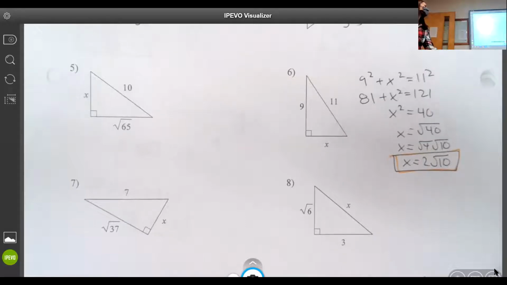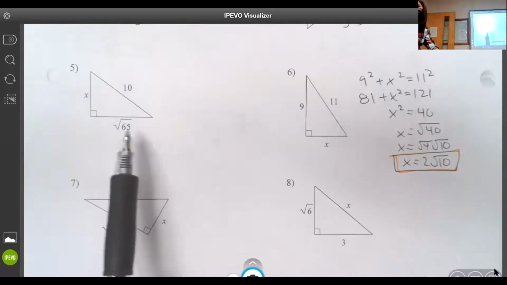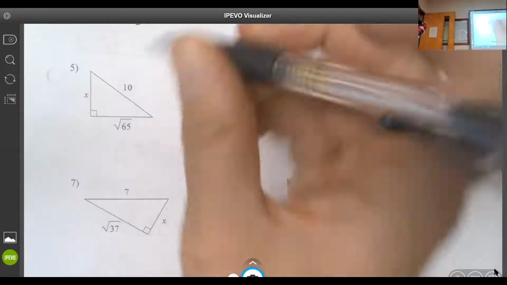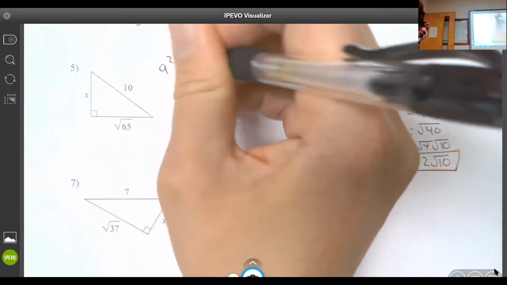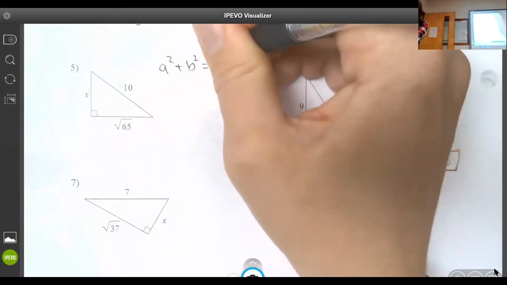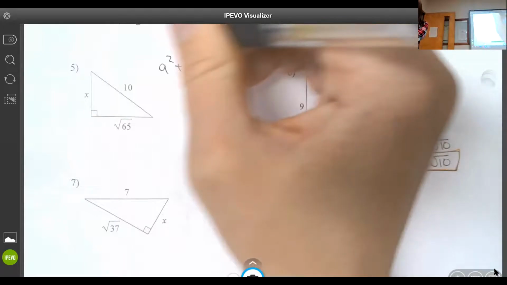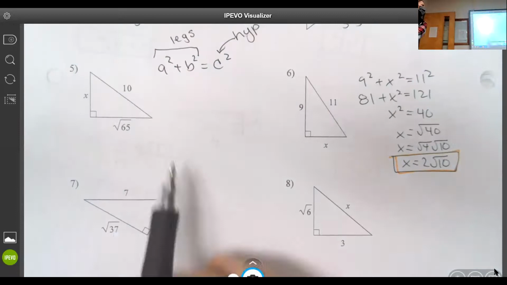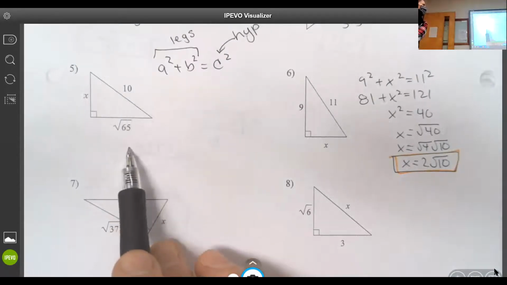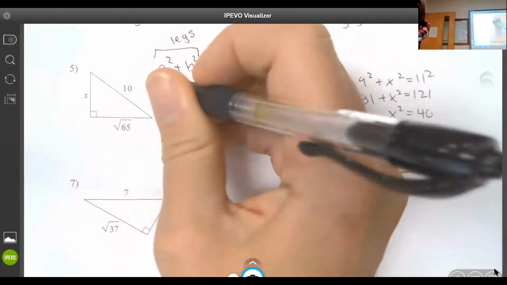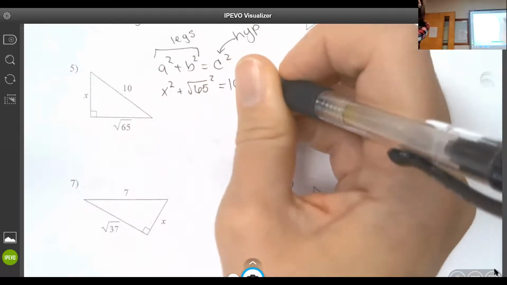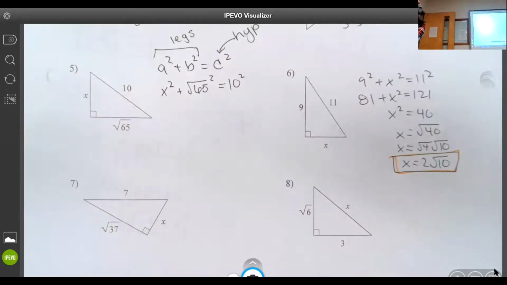I left 5, 7, and 8 because I wanted to refresh our memory when we have these radicals for one of our values. So Pythagorean theorem, a squared plus b squared equals c squared, if you want that in your notes. Make sure this is our hypotenuse and these are our legs. So on 5, I'm given the hypotenuse and one of my legs. So I have x squared plus the square root of 65 squared equals 10 squared. And what happens when I square a square root?